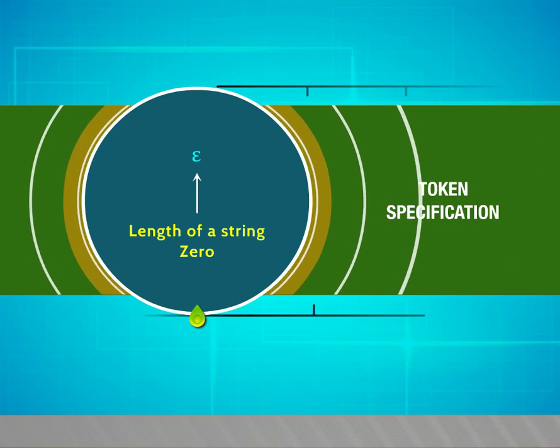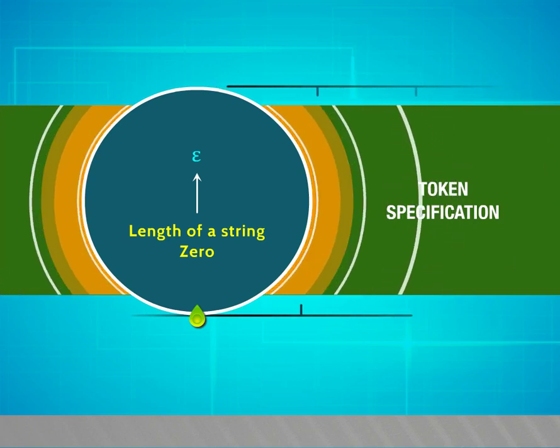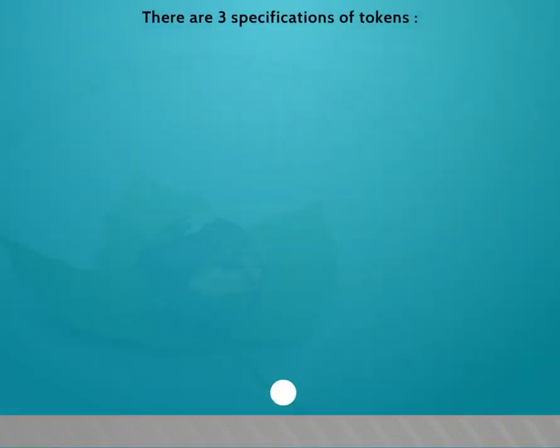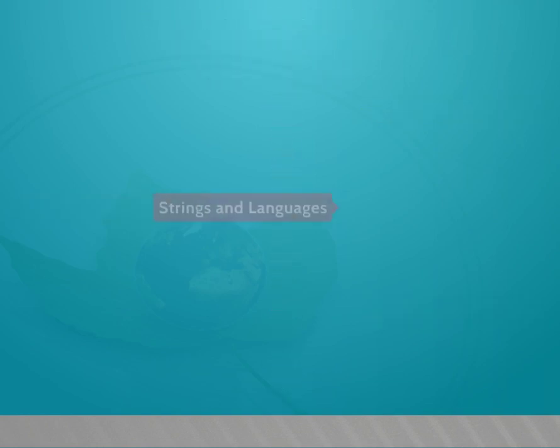Token specification. In this video, we are going to see about token specification. There are three specifications of tokens: strings, language, and regular expression. Strings and languages.